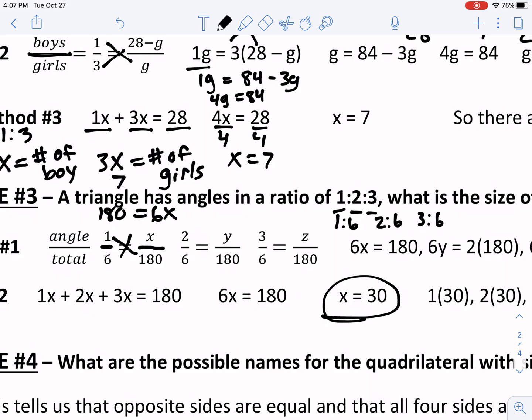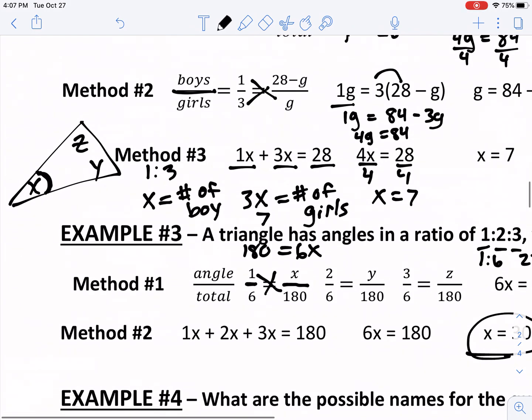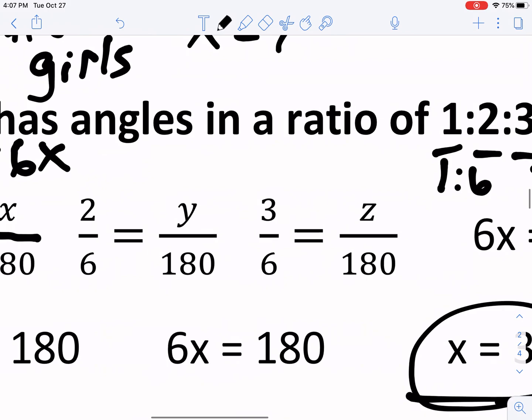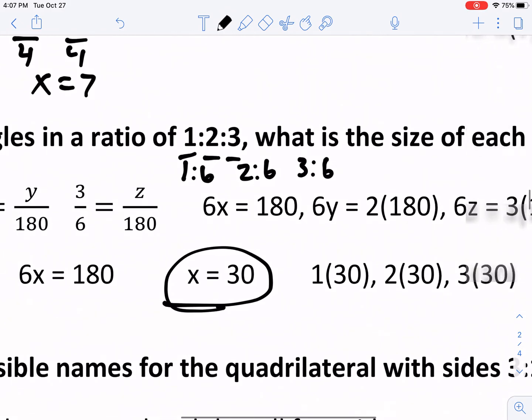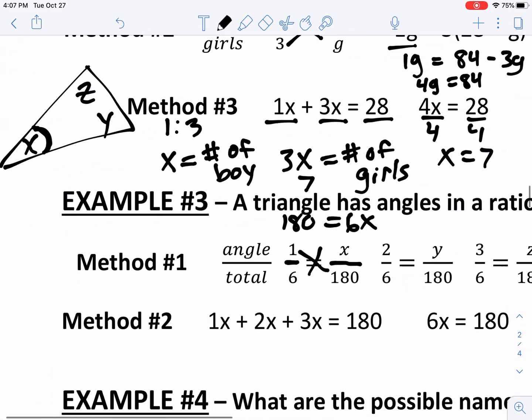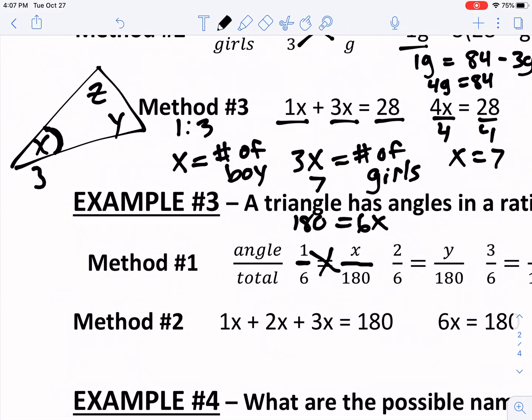Then we can set up things similar for y and for z. Okay, so for y, it'd be 2 parts to every 6 equals y over 180. And for z, it'd be 3 parts to every 6 equals z over 180. And then cross multiplying, we would find that we would get 60 and we would get 90. So for x, we'd have 30 degrees. For y, we'd have 60 degrees. And for z, we'd have 90 degrees.